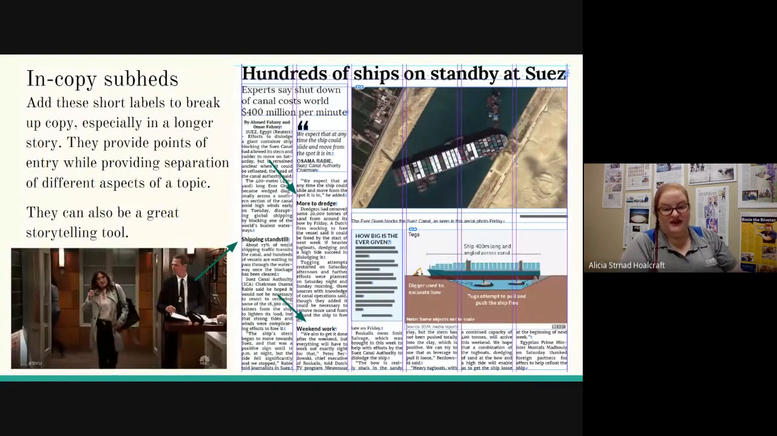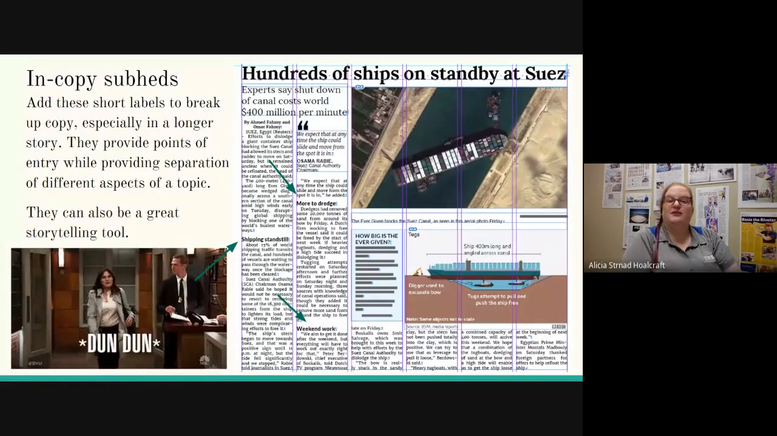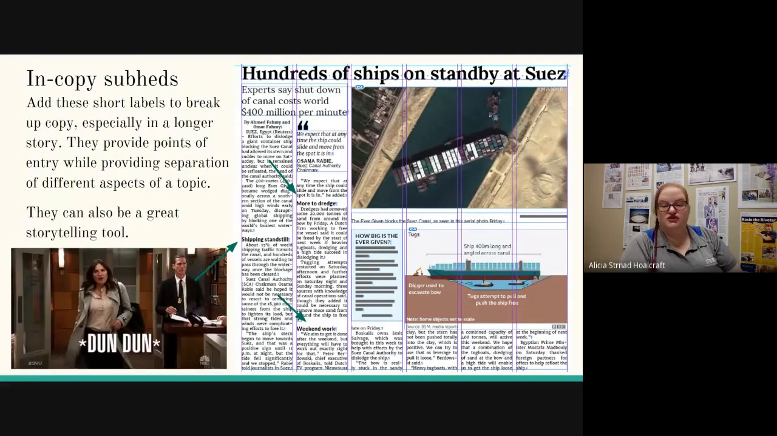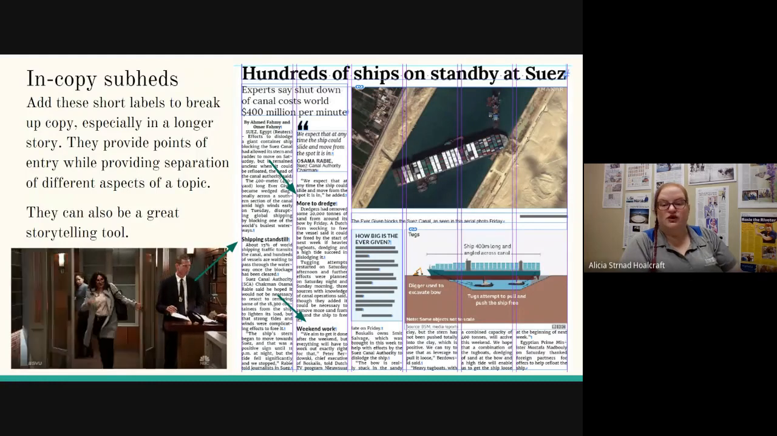One important thing to mention about these is that when it comes to eye tracking studies and in copy subheads, what they show us about the digital world is that they break things up into chunks that readers find more acceptable.